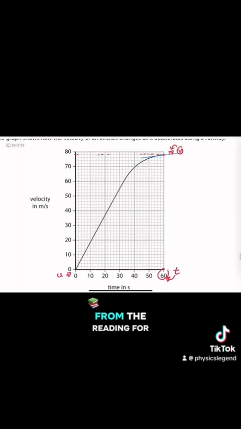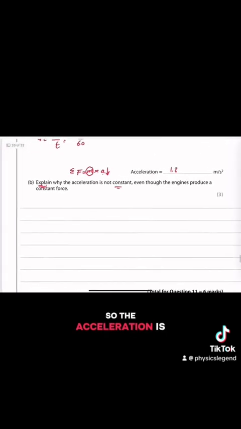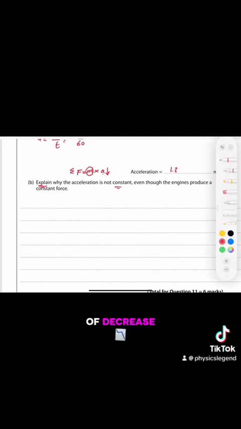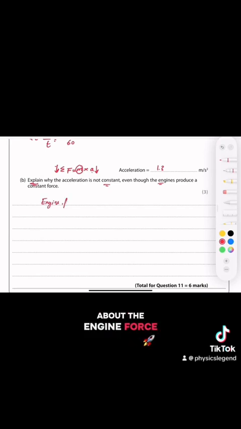Slightly from the reading, for example, 35, the acceleration starts to show a kind of decrease. Maybe the resultant force decreases as well, even if the engine produces a constant force. So if you think about the engine force, initially it equals mass times acceleration, and it was initially constant. The engine force is constant, but there is another force opposing the effect of the engine force. It would try to decrease the effect of the engine force.